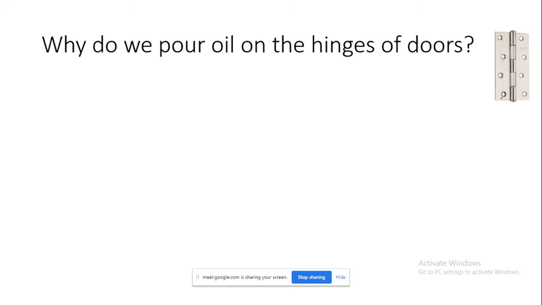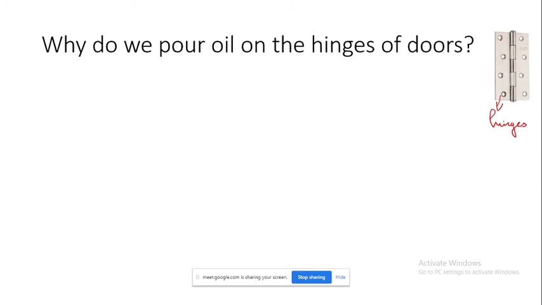Now, have you seen this on doors? These things are called hinges. Have you seen this? Yes, ma'am. Now, if your drawer is making some creaky noise when you try to open and close it, you will pour some kind of oil on these hinges, right? Have you ever done that? Yes, ma'am.